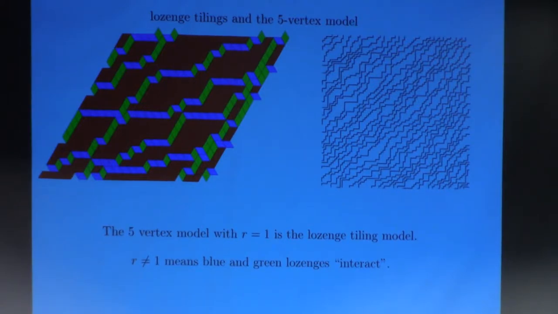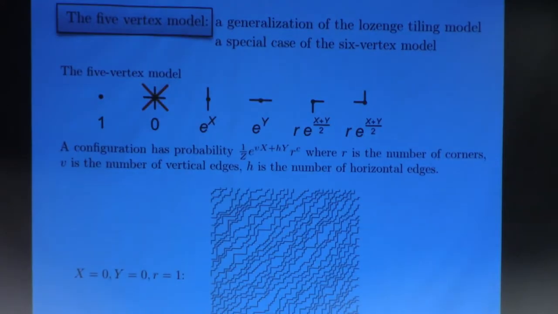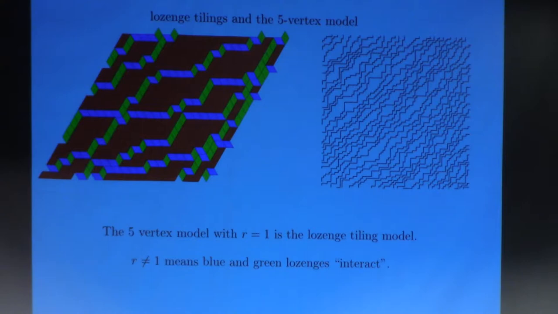Remember, r is the weight per corner here. R is kind of counting the number of corners. So if you're familiar with the lozenge tiling model, then you can think of the r not equal to 1 case as an interacting lozenge tiling model, where every time you have a blue and a green lozenge adjacent to each other, you get an extra factor of r. Okay? So if r is less than 1, then you want to have fewer corners, so that these paths want to go straight. If r is bigger than 1, you want to have more corners.